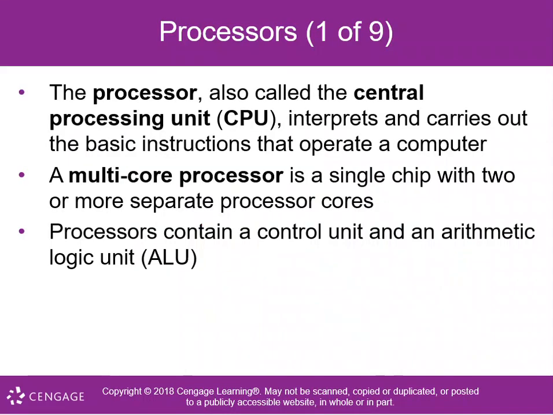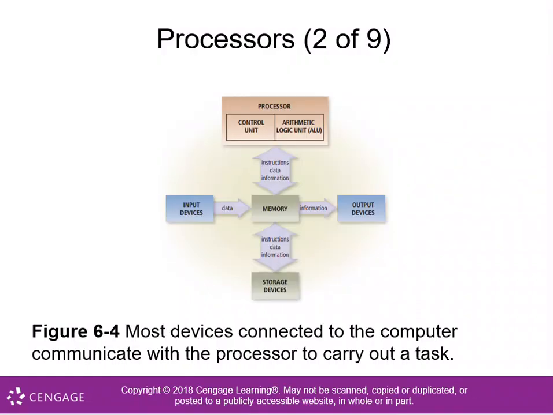Still about processors, just to recall, the processor, also called the CPU, interprets and carries out the basic instructions that operate a computer. A multi-core processor is a single chip with two or more separate processor cores. We have dual core, quad core. Processors contain a control unit and an arithmetic logic unit. Most devices connected to the computer communicate with the processor to carry out a task.